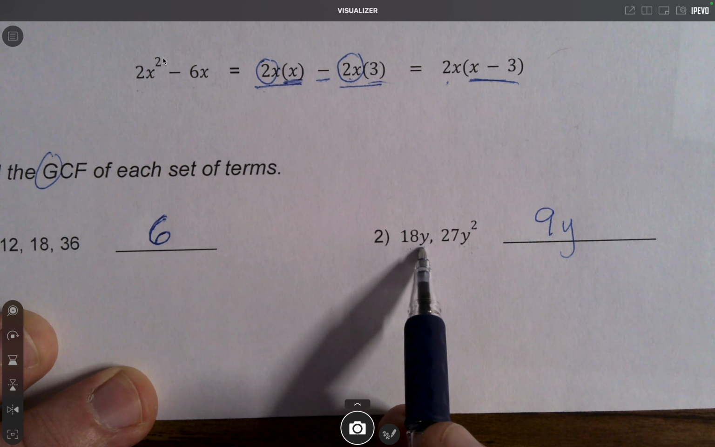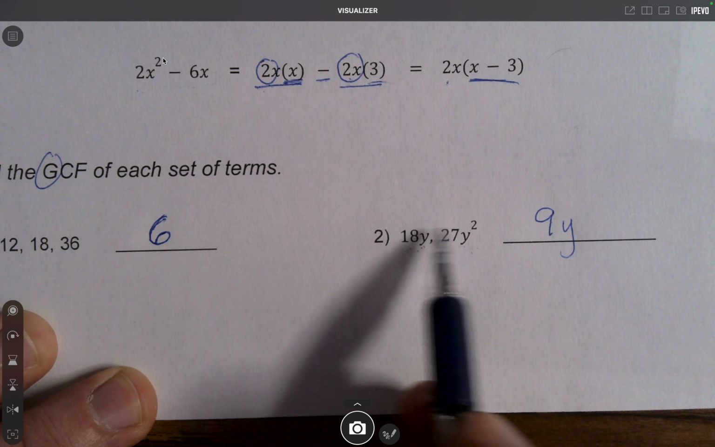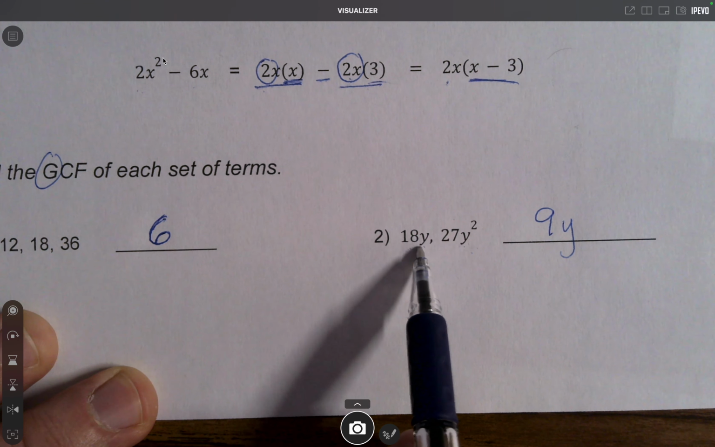Again, when you have variables and you have different exponents, always go with the smallest exponent, because we want to know what we can take out of each of them. I can't take 2 y's away from this one, it only has 1. I can take 1 or 2 y's away from this one. So that's why I just take away 1, because that's the most I can take from both terms.